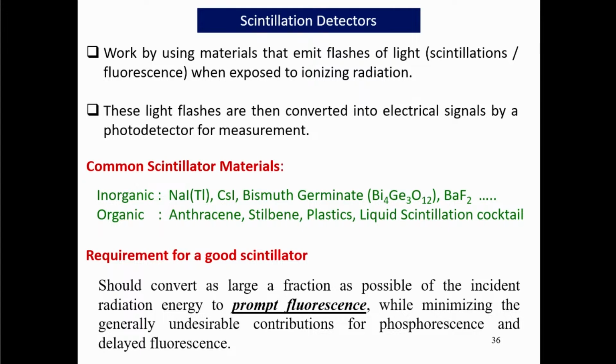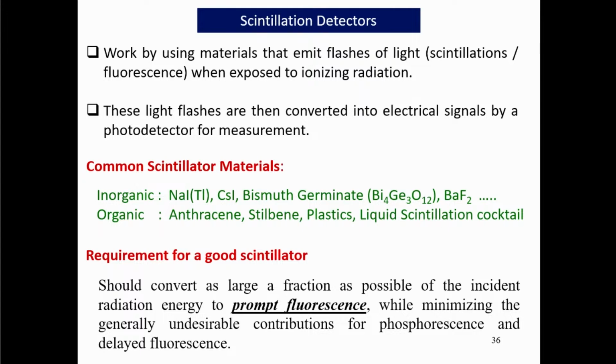So, it works by using materials that emit flashes of light. This emission of flashes of light, this phenomenon, is called scintillation. This is basically nothing but the fluorescence that you are probably already aware of, when exposed to ionizing radiation. These light flashes are then converted into an electrical signal by a photodetector for measurement.